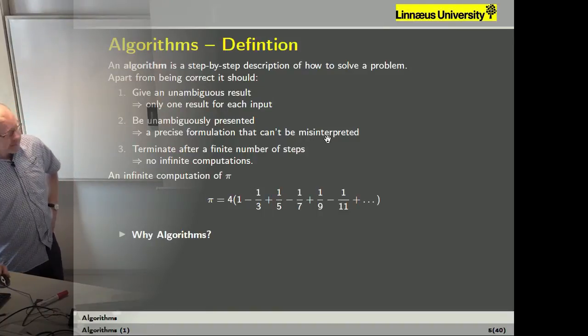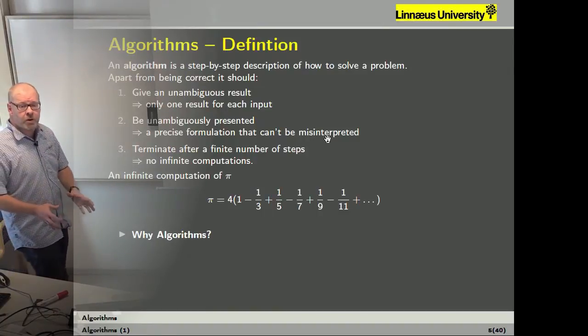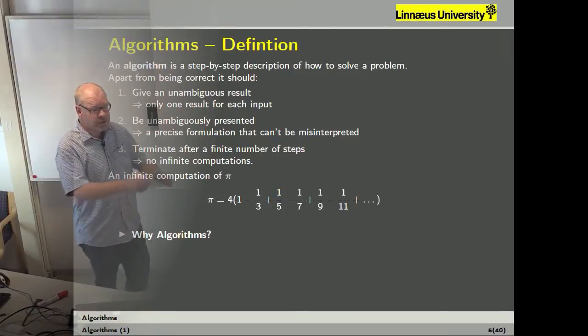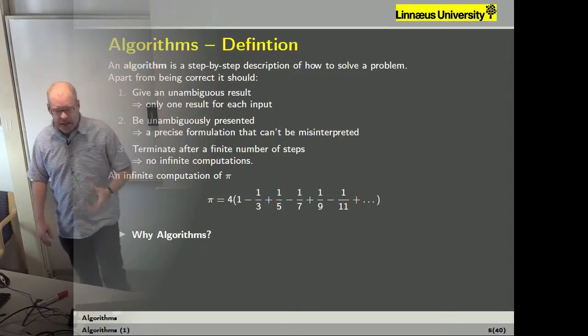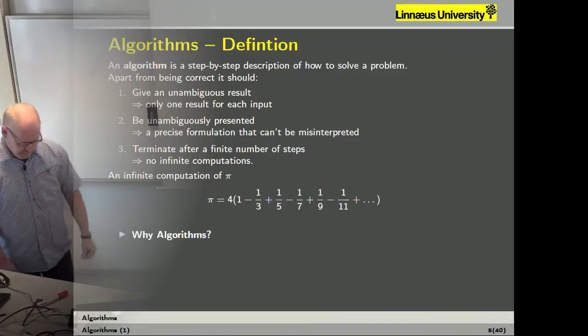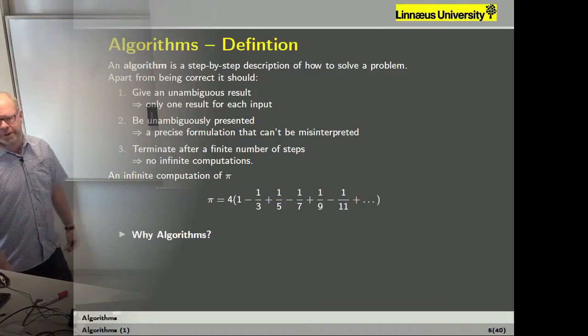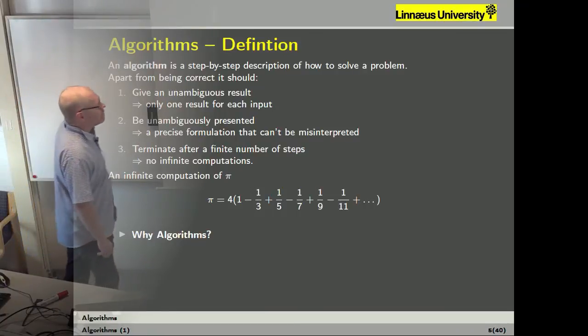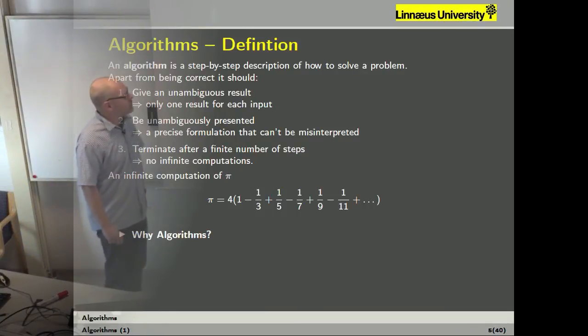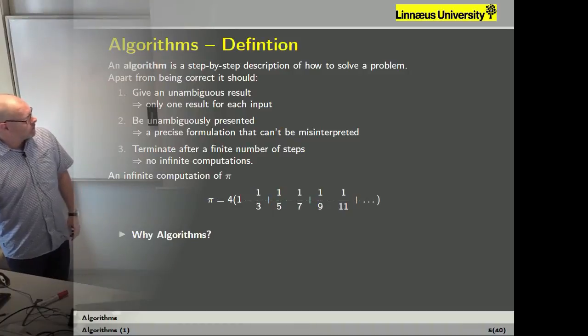That means basically, if you're a good Java programmer, you should be able to take the description and translate it into Java code. It shouldn't contain any vague statements like "sort them," just like that. It's too vague. An algorithm must also terminate after a finite number of steps. No infinite computation.